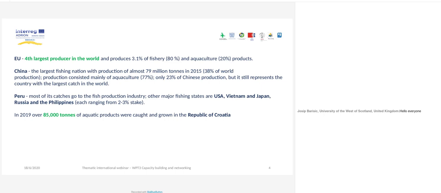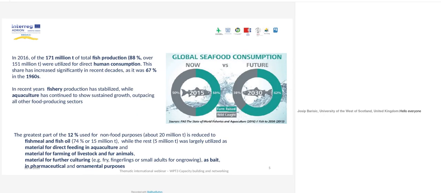Totally opposite than the EU, its catches represent only 23% of Chinese production, but it is still the country with the largest volume of catches in the world. It is followed by Indonesia and then by India. As we can see on the image, globally half of the consumable fish is farmed, while half derives from fisheries. In the near future, this ratio will change in favor of aquaculture.